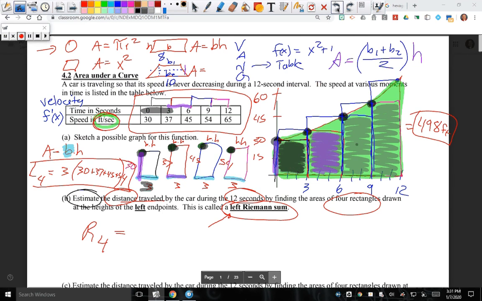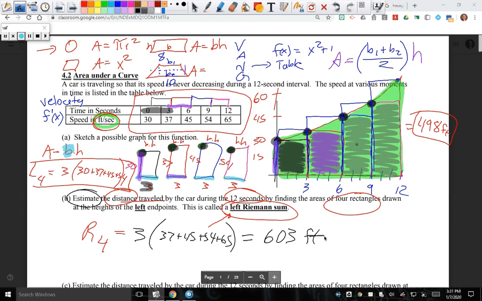Okay. So, mathematically, what is it that I want you to write over here when you have R sub 4? 3 times 37 plus 45 plus 54. Perfect. Handy with the calculator? 603 feet. 603? Nice. Feet. That's the accumulation of change.